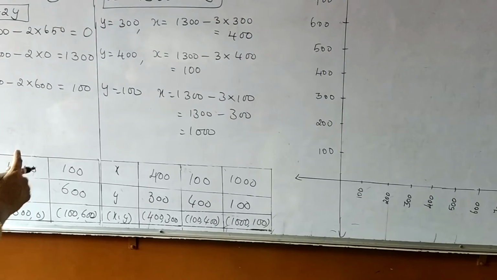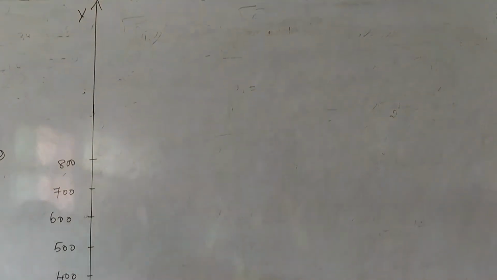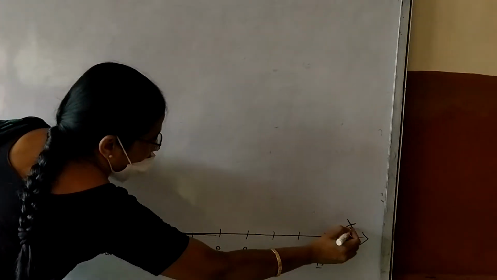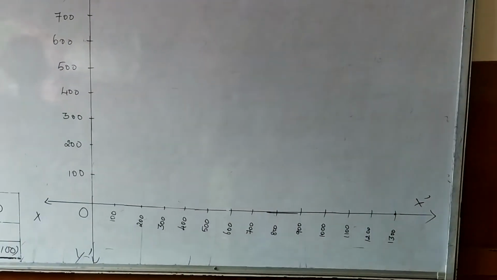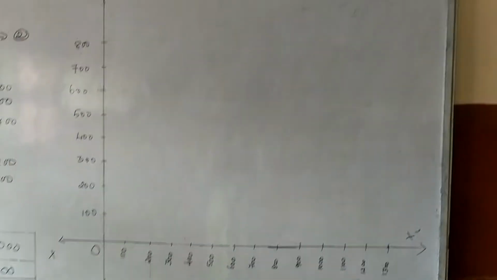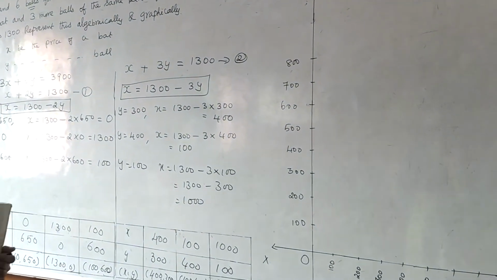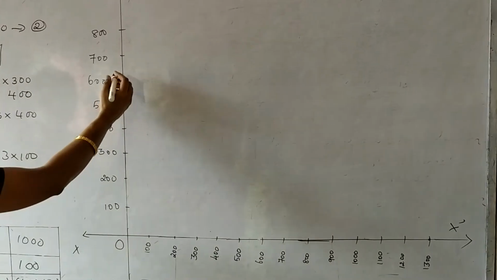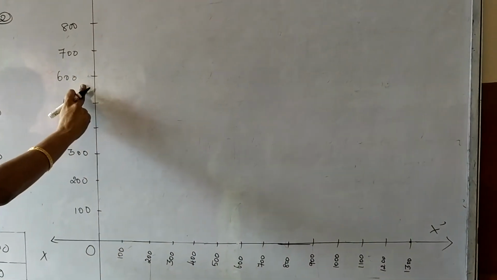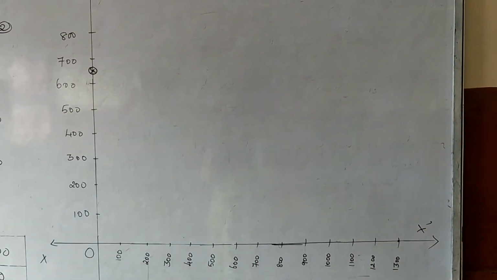Now we are going to plot all these points in the graph. When we draw the graph, we should write y dash, x, origin and x dash. Now we go to the first table. The first point is 0, 650. x is 0, y is 650. We know when x is 0, the point lies on the y-axis. The y value is 650. Therefore, this is the point.